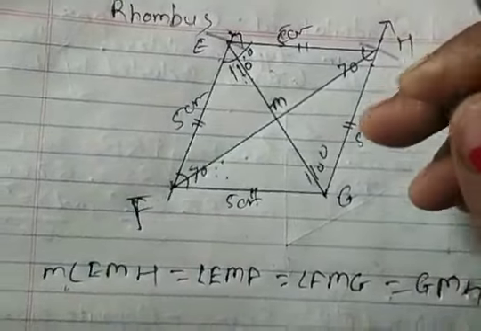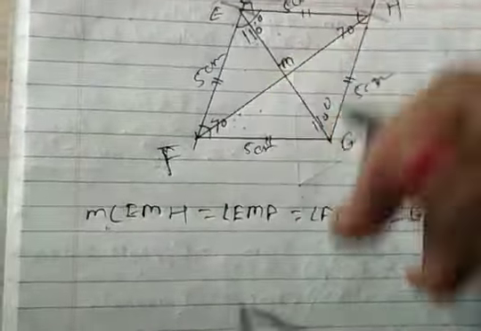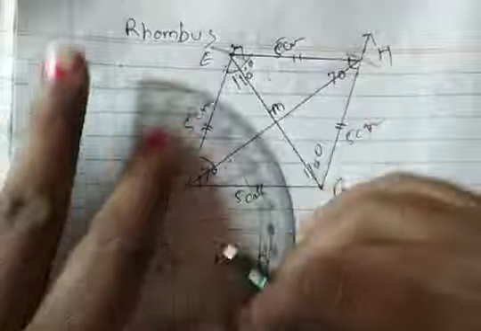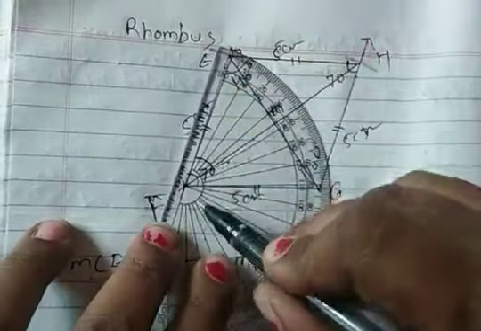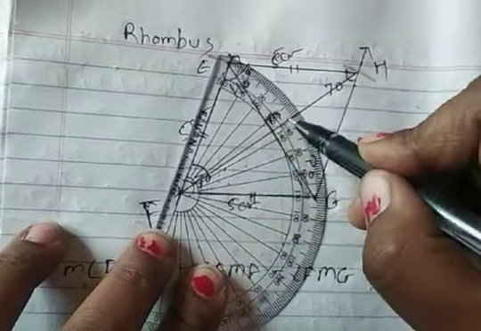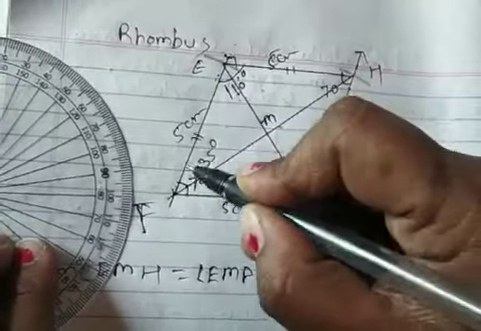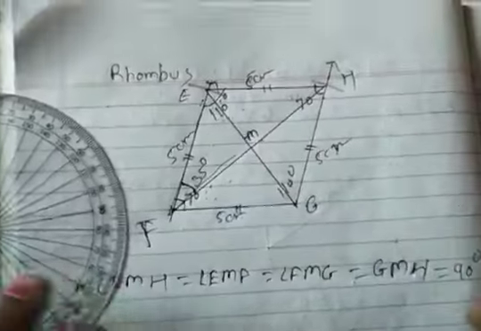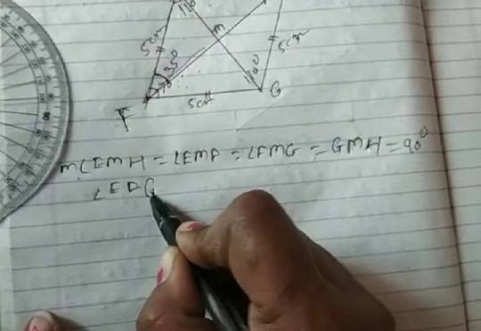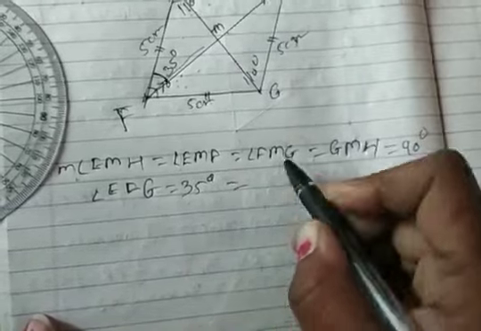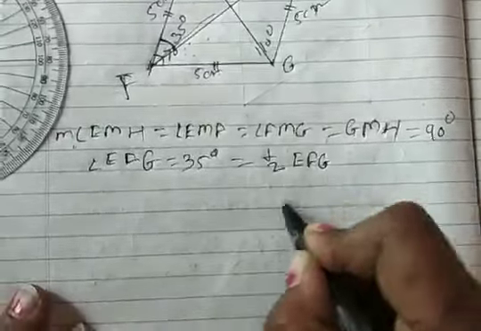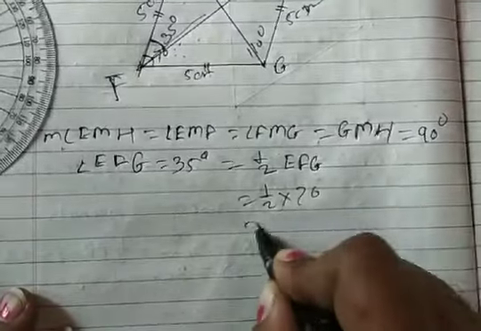Then here I will measure the angle EFM, meaning this angle. See here how much the measure of this angle is. If the full angle is 70, then its measure, if you see here, I join it here, is 35 degrees. This angle I have measured now. So angle EFM is equal to 35 degrees, meaning it is half of angle EFG. Half of 70 is equal to 35.